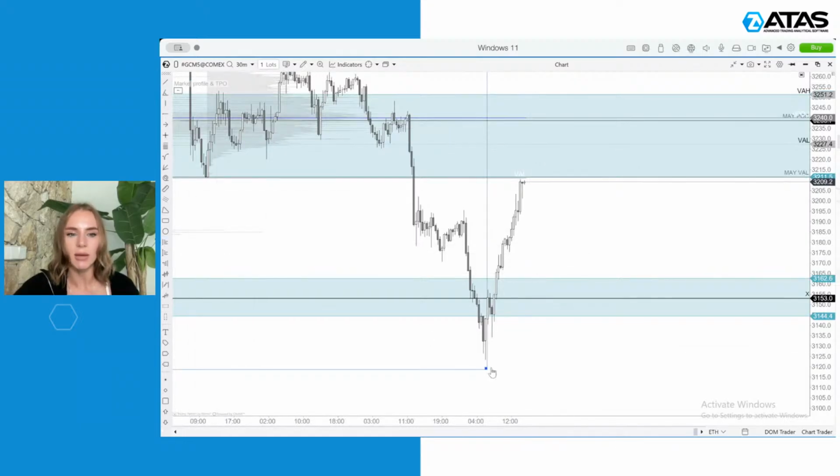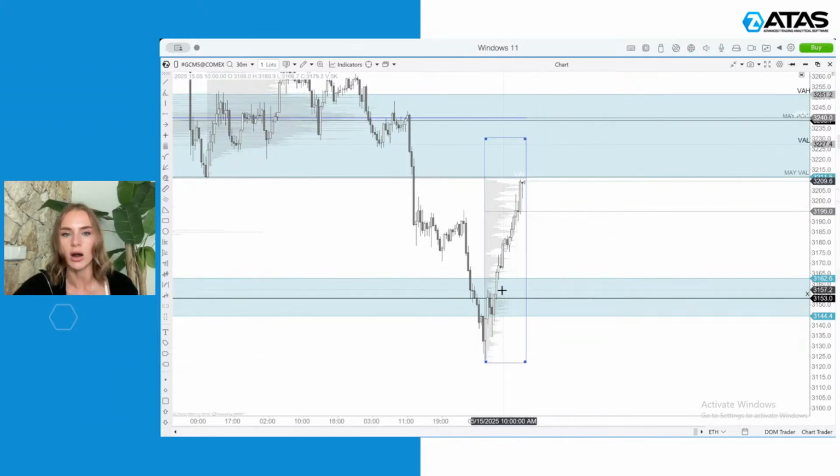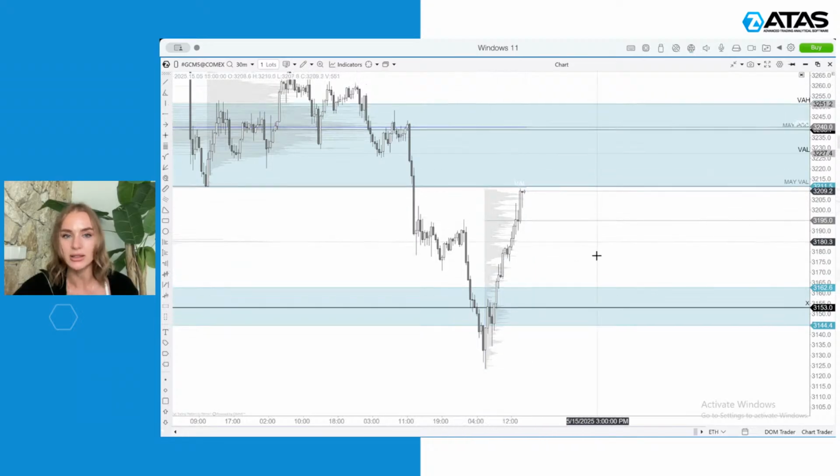So I'm going to take the same exact instrument and I'm going to place it here. We will see the point of control is here. The volume profile is quite thin, so the volumes are quite balanced.